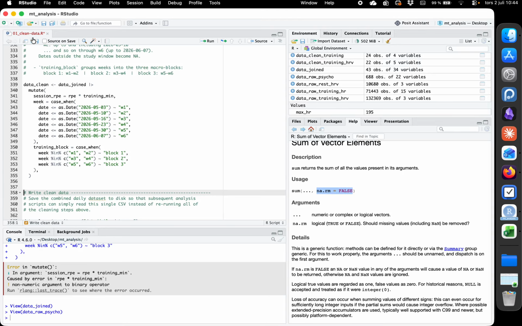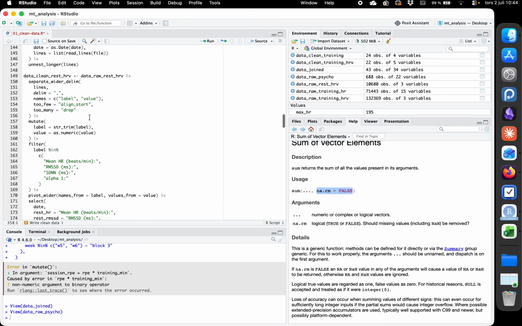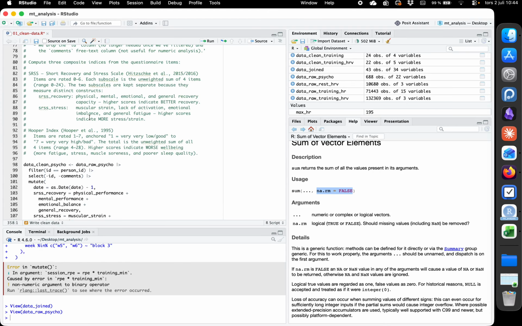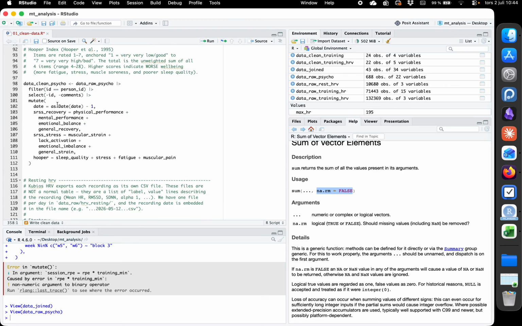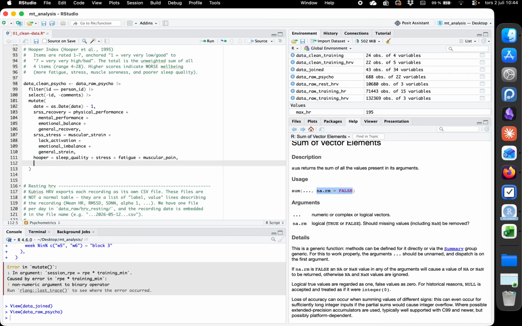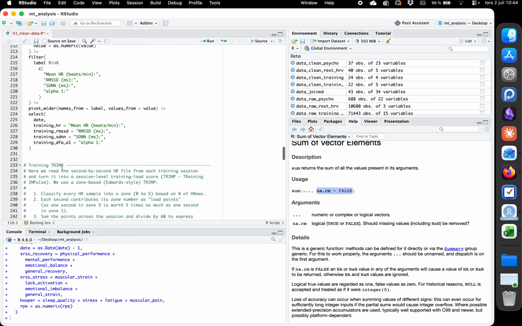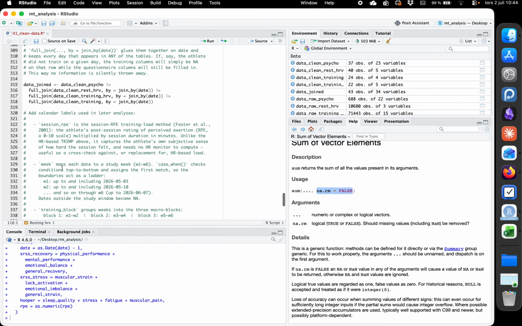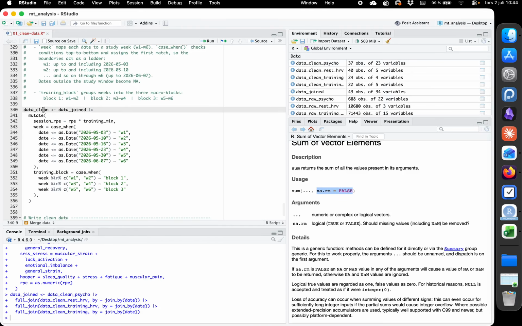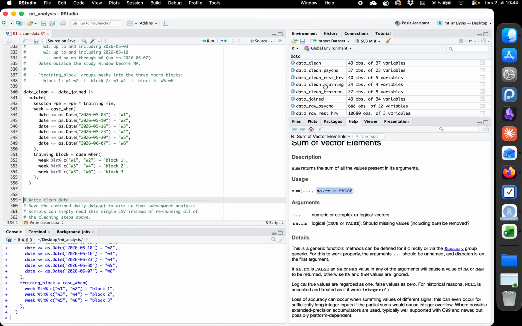So now we need to go back and fix that, and I'm going to send you this file so you have it already fixed. But when we clean the psychometric data, we fix the date, we fix the scales, and now we also need to fix RPE as numeric. So we take the RPE column, convert it to a numeric value, and save it in the same column again. We run this, and now we join the data and check the data clean.